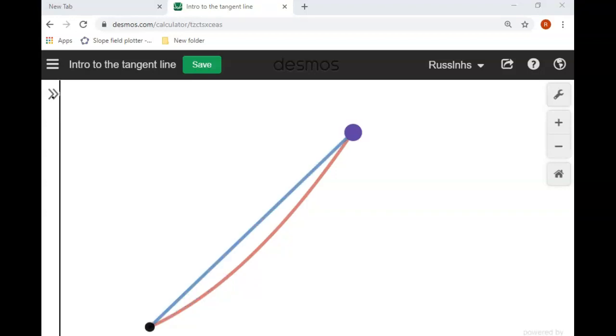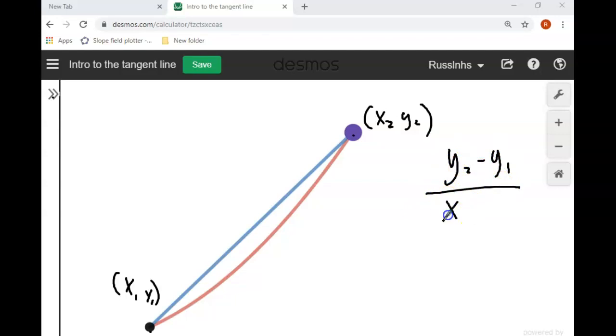Now I'm going to write something, but I don't want you guys to write it because I'm going to make it look different in a minute. So I'm going to call this point here x1, y1, and I'm going to call this x2, y2. And as you guys know, the slope of the blue line represents the average rate of change. So the slope between those 2 points is y2 minus y1 over x2 minus x1, right? Okay, so that's the slope of your secant line, which is your average rate of change.